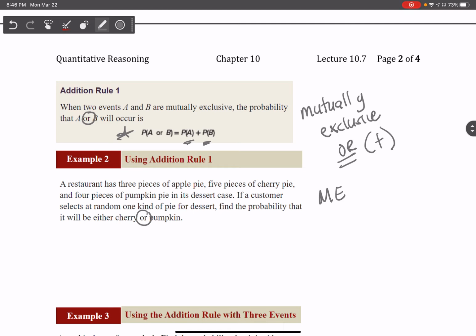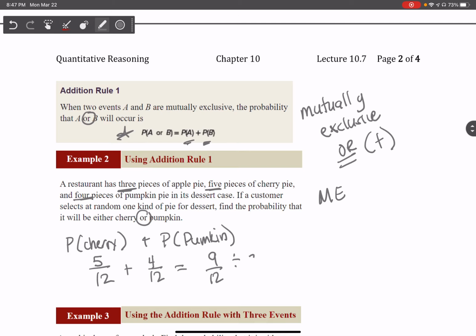Since there is a total of 12 pieces of pie, because we have 3 apple, 5 cherry, and 4 pumpkin, then we can write our fractions. Our probability of cherry plus our probability of pumpkin. Well, since there are 12 total, for cherry we have 5 out of 12, and for pumpkin we have 4 out of 12. When we add those up, we get 9 out of 12. Of course, we can reduce, and we end up with 3/4. So for the probability that it will be either cherry or pumpkin, we find the probability of cherry, find the probability of pumpkin, and add them together.